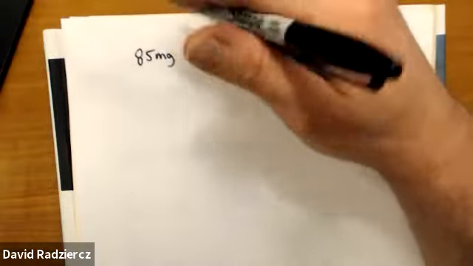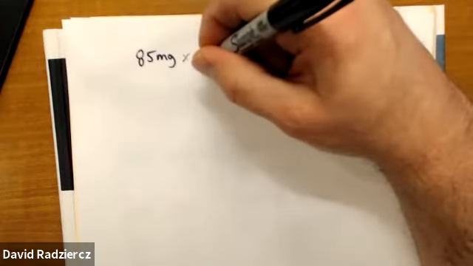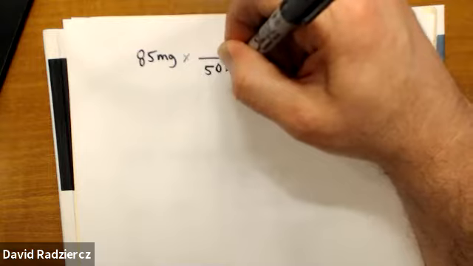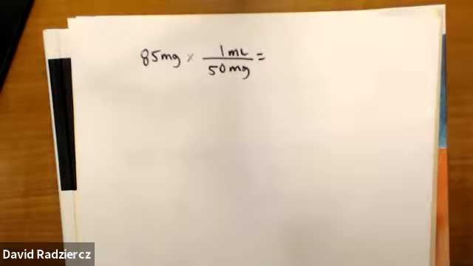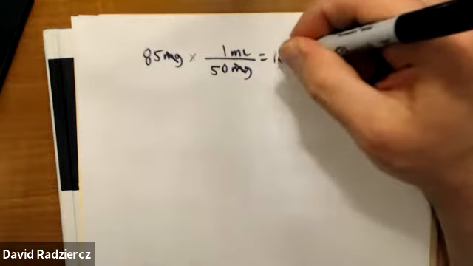Okay. So the order is 85. You have available the 50 milligrams per milliliter. Now, I always show doing dimensional analysis. If you like to do order over have or desired over have, you can. Yes, you can do that as well. So all I'm going to do is 85 divided by 50, and then you'll get 1.7.